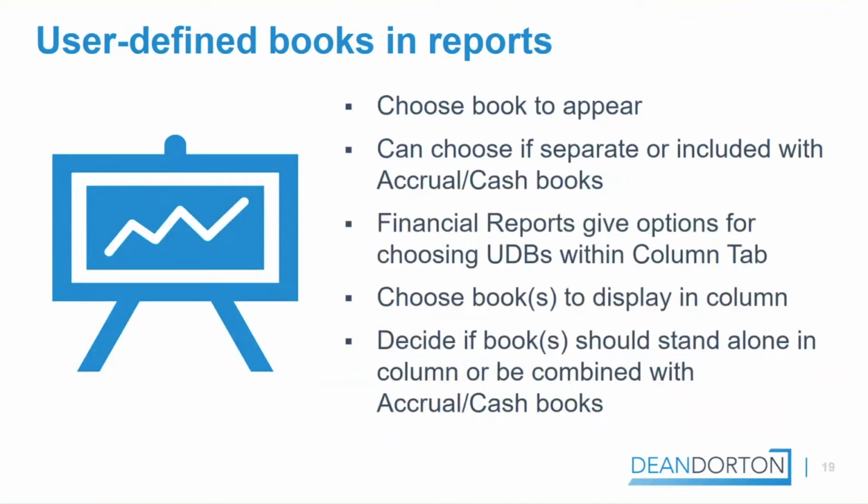So when we have those books in the reports, we're going to go through this in the demo in just a minute, but you get to choose which books are going to be coming into the system and whether they're going to be included with your accrual or cash book. So you can actually choose to look at just the transactions that are inside of your user-defined books without actually adding them to your accrual or your cash books. So you have options. You're going to be selecting those in your columns tab. So again, you can have columns that are looking at just one book or at multiple books. And you can determine at that point if you'd like them to be combined with anything else.